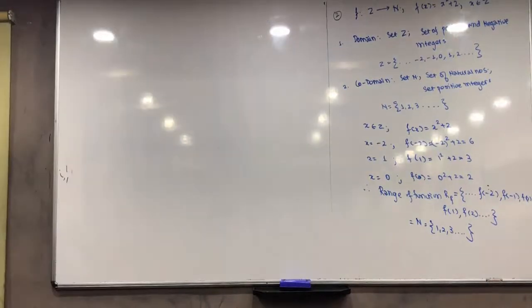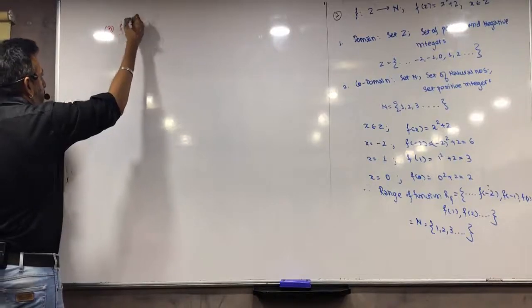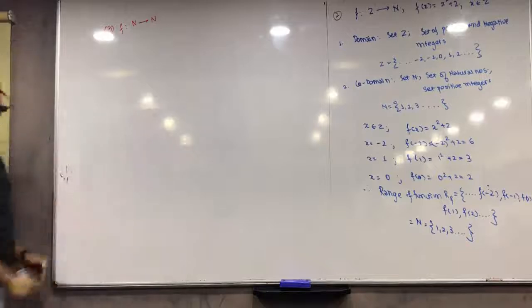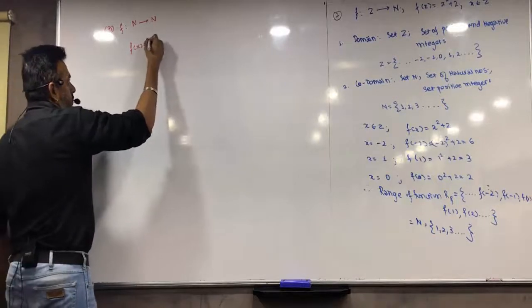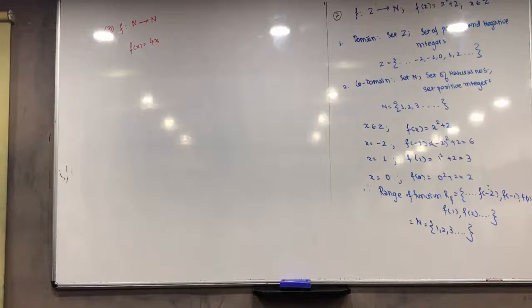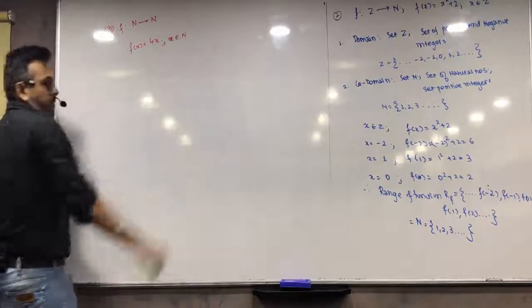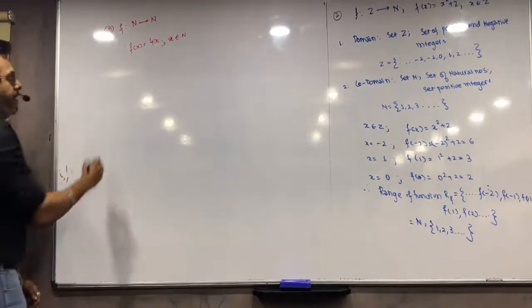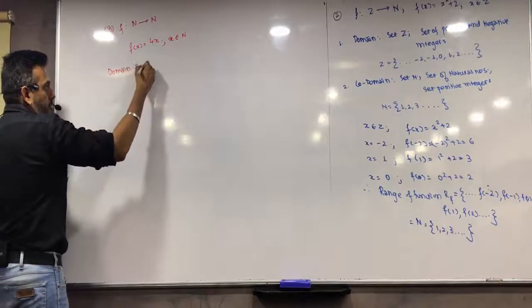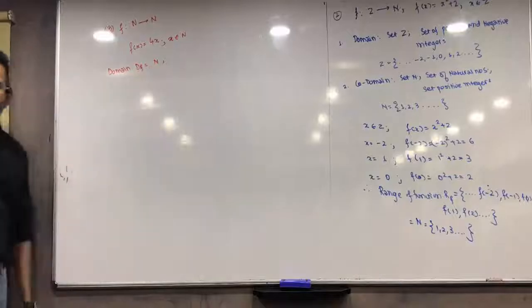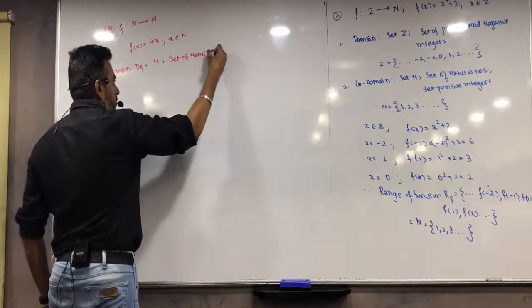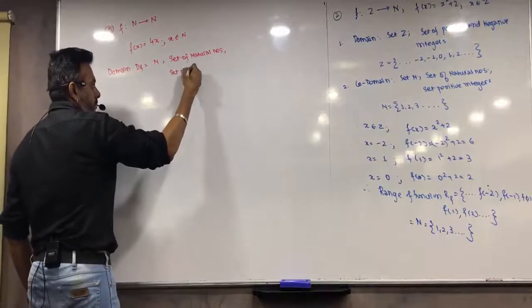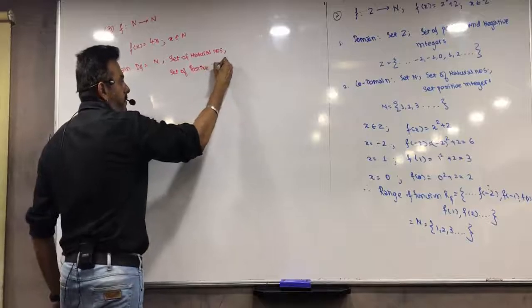Third one. Now, third one, it's very simple. Function f, set N to set N. f of x is equal to 4x, x belongs to N. So here, domain D of f is equal to N. You all know what is N now? Okay, but still write set of natural numbers. That is set of positive integers.